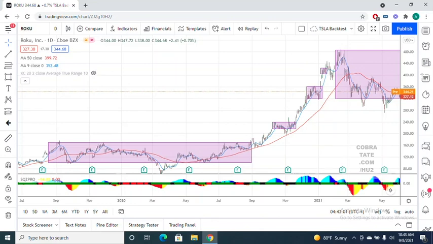Hello guys, welcome to your first lesson of the box system. In this lesson, we're going to understand what boxes are, how to draw them, and what to expect from the price when it breaks out of them.